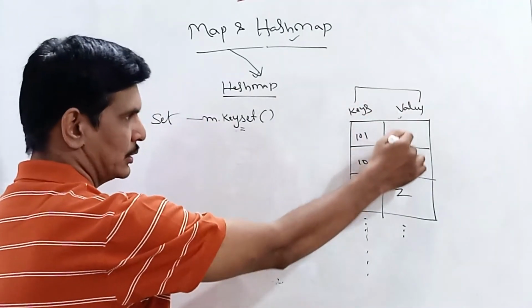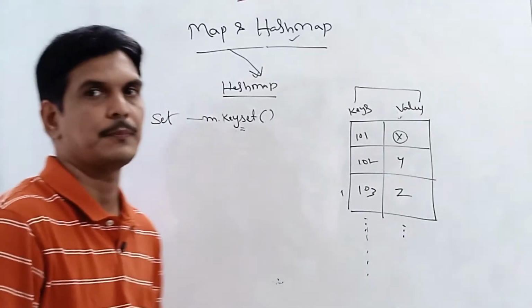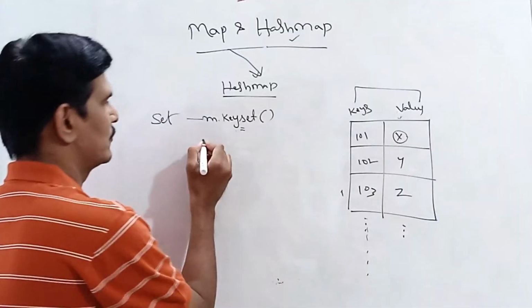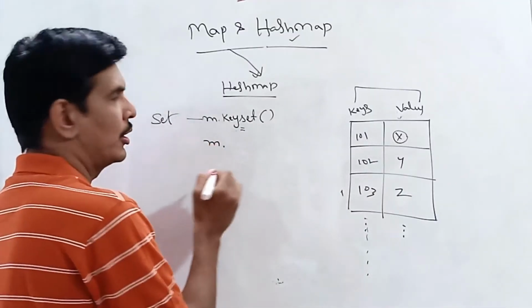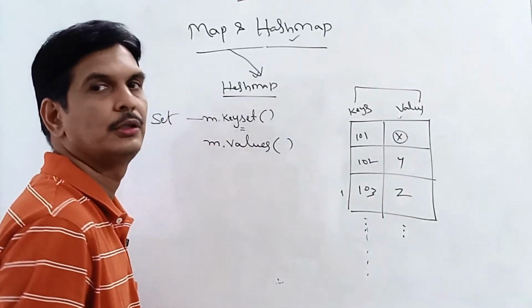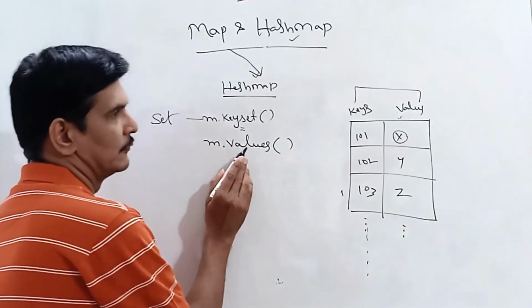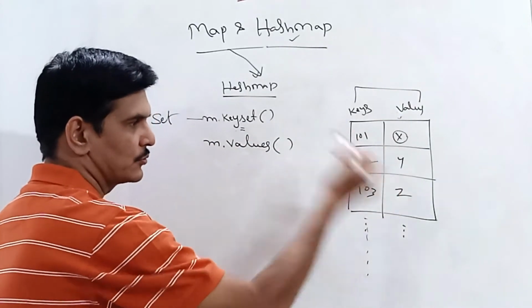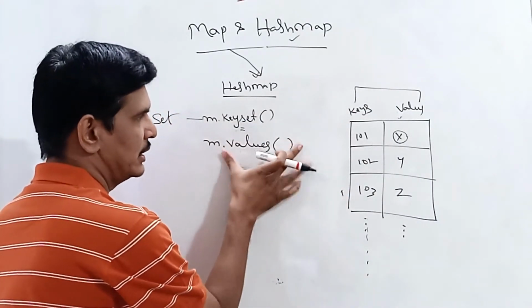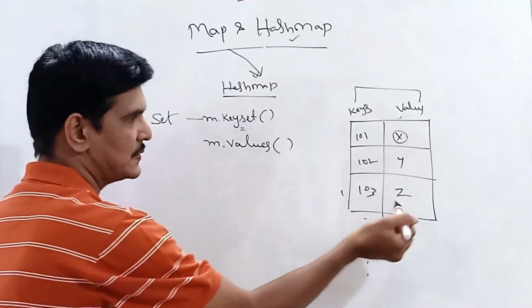Now suppose I want to get only values from the map or hash map. Then we also have one more method, m.values. We have a direct method called values. This method will return all the values from the hash map. It will not deal with any keys here, so directly this method will return all the values.